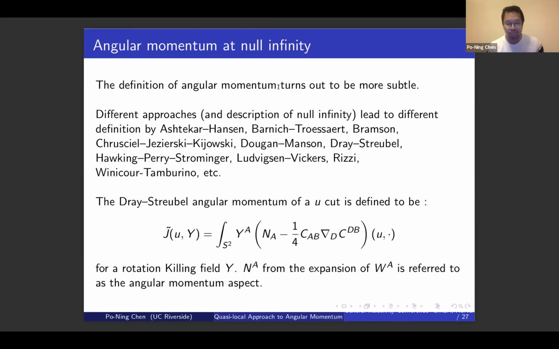But what we will take as the classical definition of angular momentum at null infinity, we will use the Dray-Streubel definition. So you take the rotation Killing field and integrate against the following vector field, whose main term comes from the angular momentum aspect in the expansion of W_A. Then there are quadratic terms of the shear tensor C_AB.